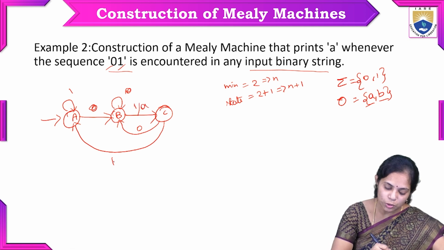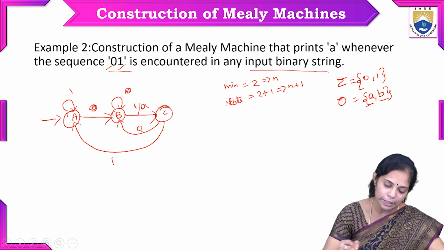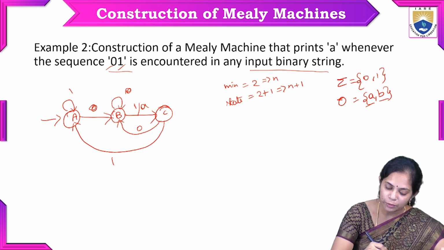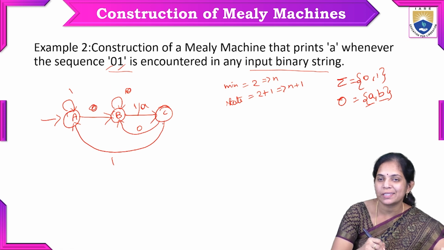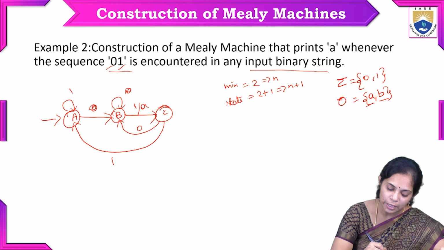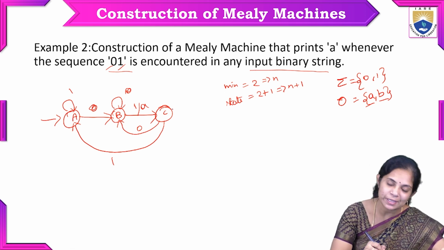Here and here also, whatever 0 is there, it will go to B, and again it will take 0, 1; it is repeating. And if you get 1 as an input symbol from state C, it will move to state A, and again it is the starting 0, 1; this will be satisfied.